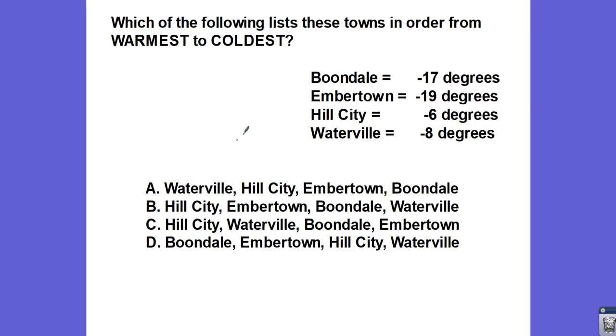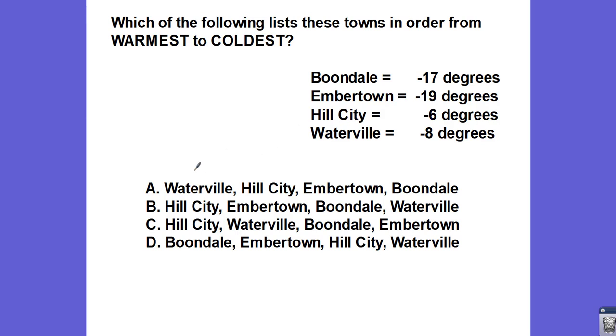Here's our next one. It says, which of the following lists these towns in order from warmest to coldest? Well, warm to cold on a number line is going to be from right to left. Okay, so this is going to be in descending order. So I need to look at these numbers in descending order. So in other words, the hottest first and then the coldest last. So when we're dealing with negatives, the number that looks the smallest is actually the biggest. So that means Hill City here, negative 6, is actually the biggest number.